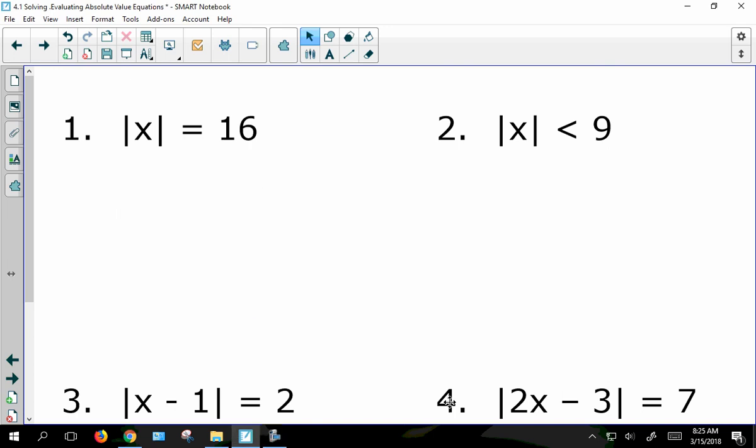Okay, so here we go. We're going to follow the steps that they gave us to follow. So we want to solve the absolute value of x equals 16. So how do we have to do this? What was the first step?